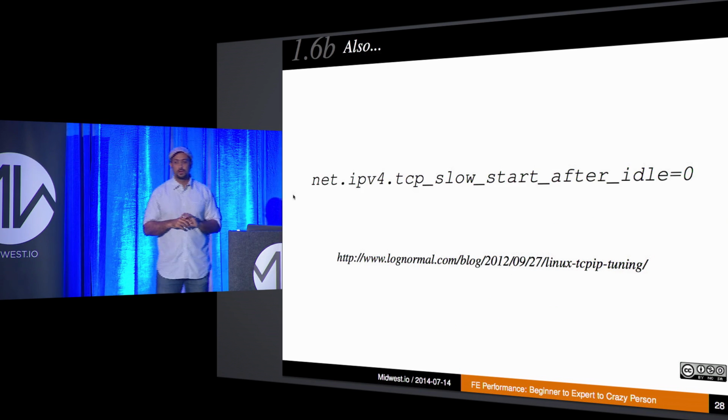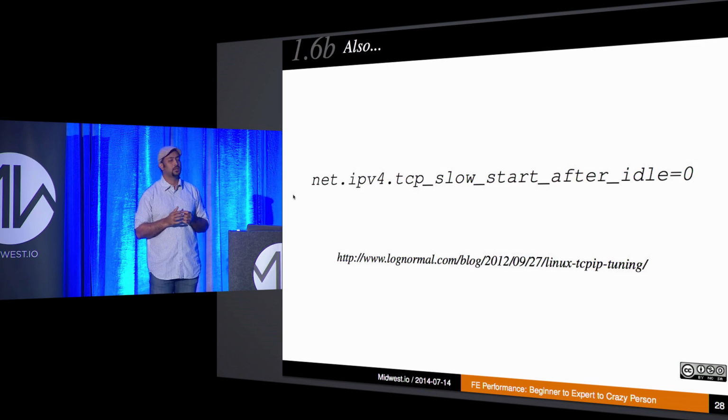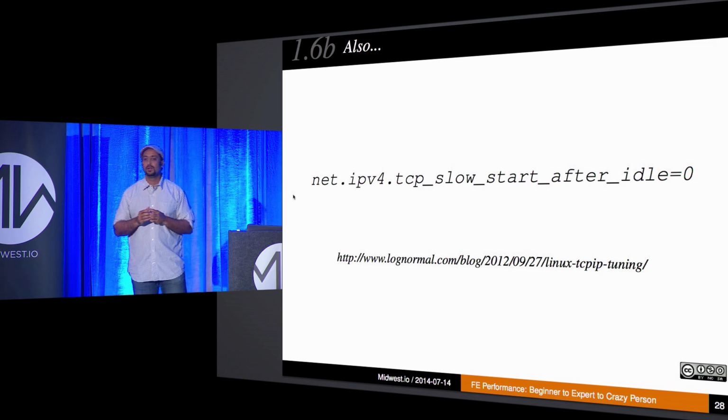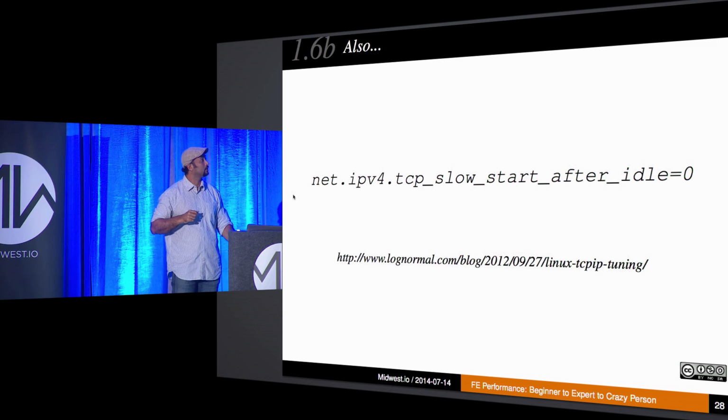Another thing you could do is set this setting on Linux, net.ipv4.tcp_slow_start_after_idle equals 0. That basically means if a connection was open at some point and then closed by the client, but it remains open on the server, then you don't reset your window size. You just keep it at the last window size that you had.